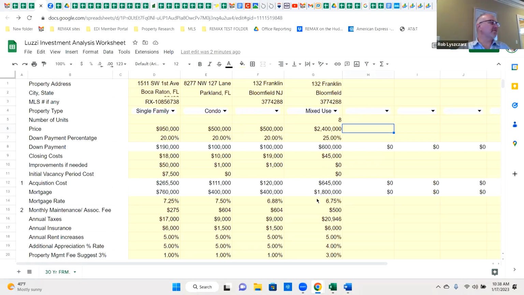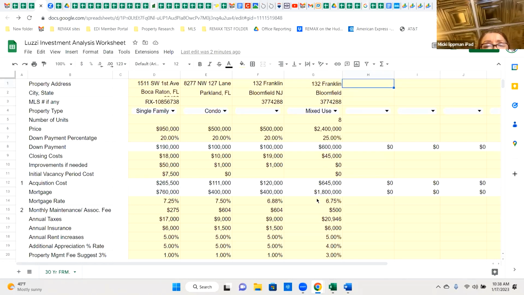Anybody have a listing of their own that you want me to run through and see if it might be a good investment? I don't have a listing, but I do have a property I would like you to try out if you don't mind. Sure. Okay, it's a 2-family in Clifton.